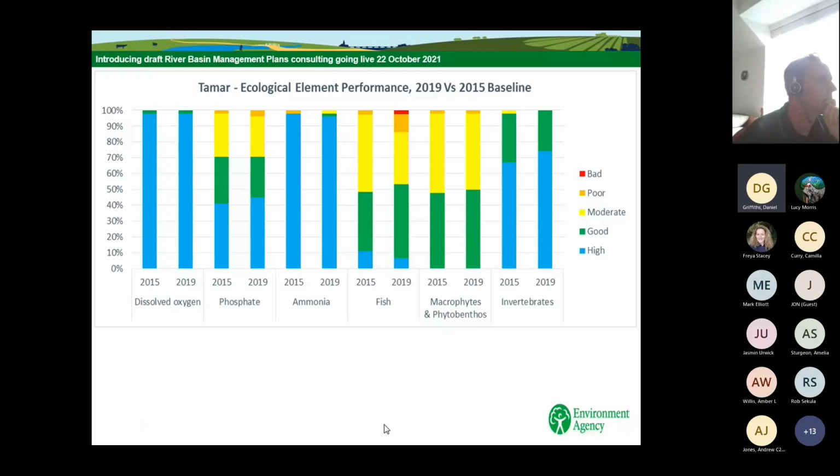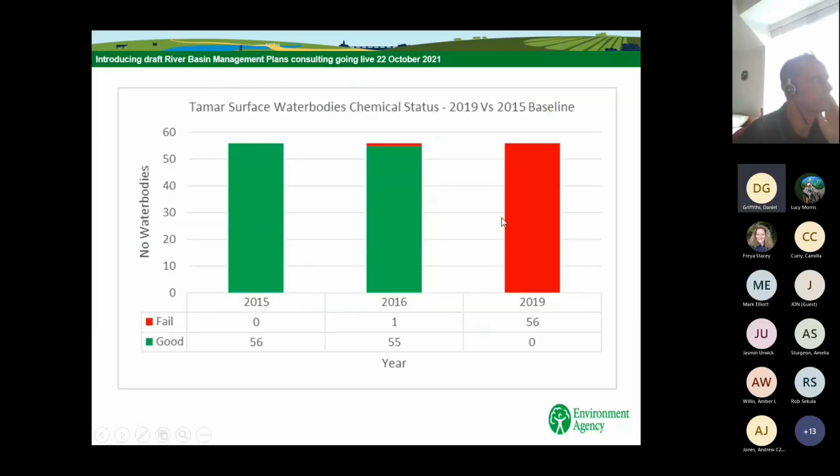I don't think there's really any trends looking at an elements level between the two data sets, but it certainly helps us to pick out where the biggest pressures on classification for the ecological status is coming from. And now it's just very quickly going to look at chemical status.